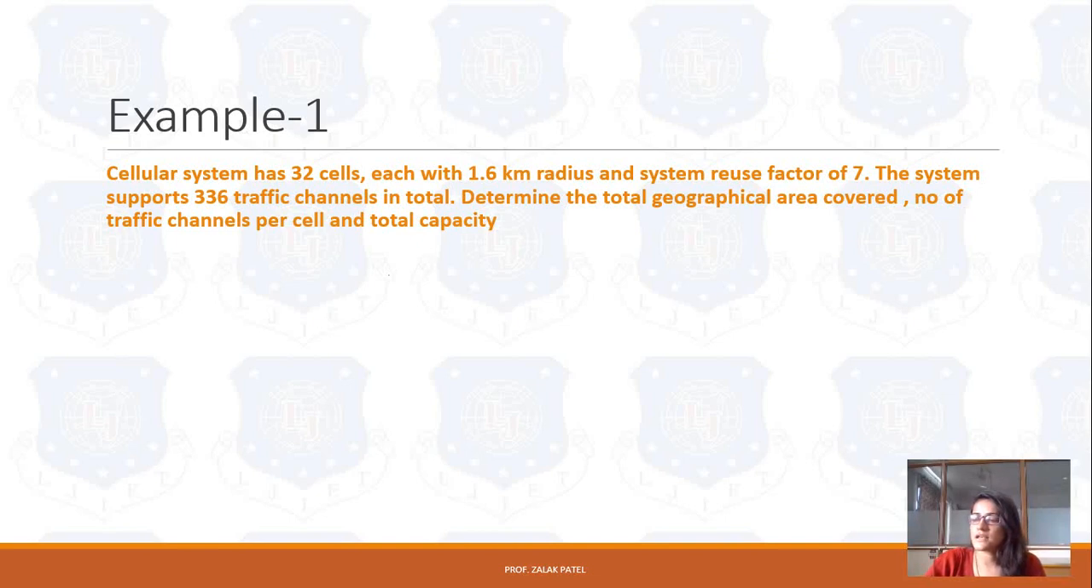So, for discussing this type of example, please consider that the number of cells is 32. The radius of the hexagonal cell is 1.6. The system reuse factor, if you remember the concept, is denoted by capital N. Here N equal to 7 is given, the total number of cells is 32, and the radius of the cell is 1.6 kilometer. So you first have to calculate the total geographical area covered by the system.